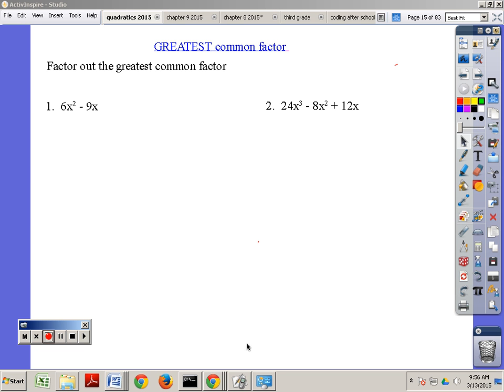This is the first way that you're going to learn how to factor, and always the first thing you want to look for when you are factoring. So we're going to factor out the greatest common factor from each of these. So it's exactly what it sounds like. You're going to look for the largest factor that goes into both.